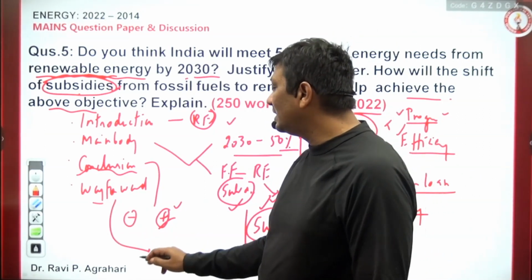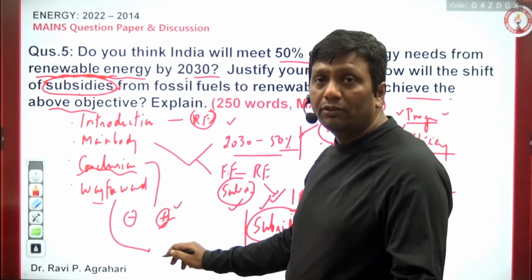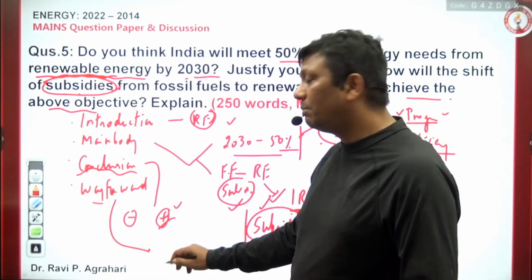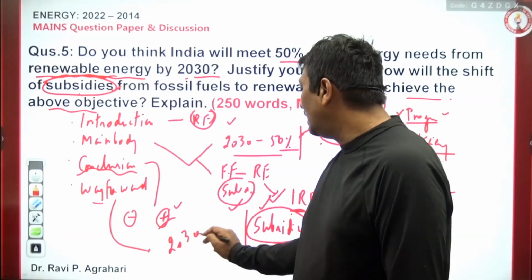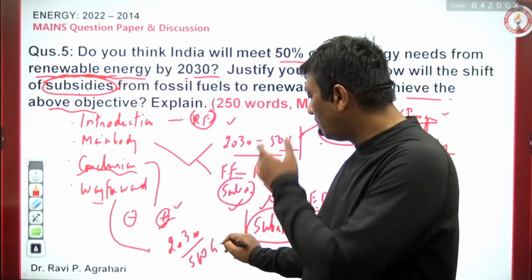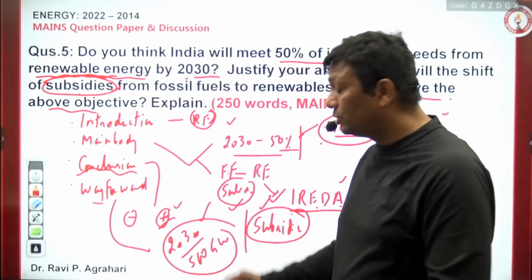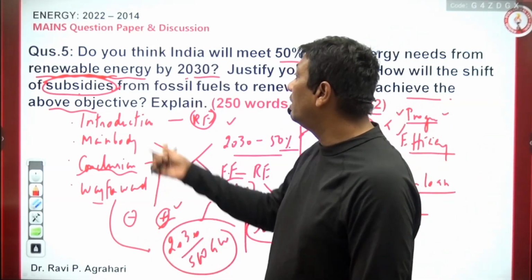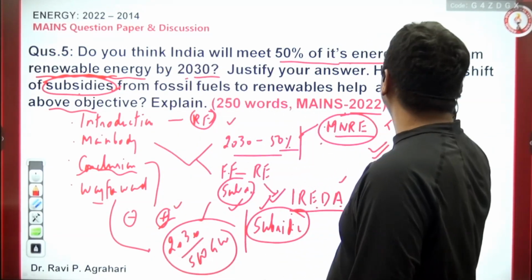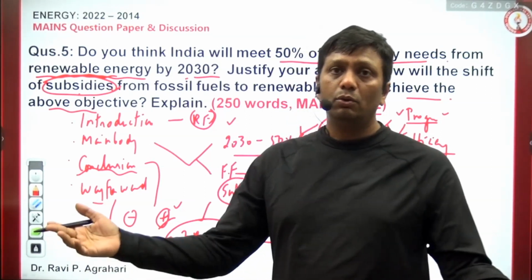And the way forward: that is the reason that in 2030, at Glasgow, Modi ji gave the statement that by 2030, India will achieve around 500 gigawatts of power generation from renewable energy sources. So these targets will somehow fulfill the demand of 50% of energy needs by 2030 through renewable energy.